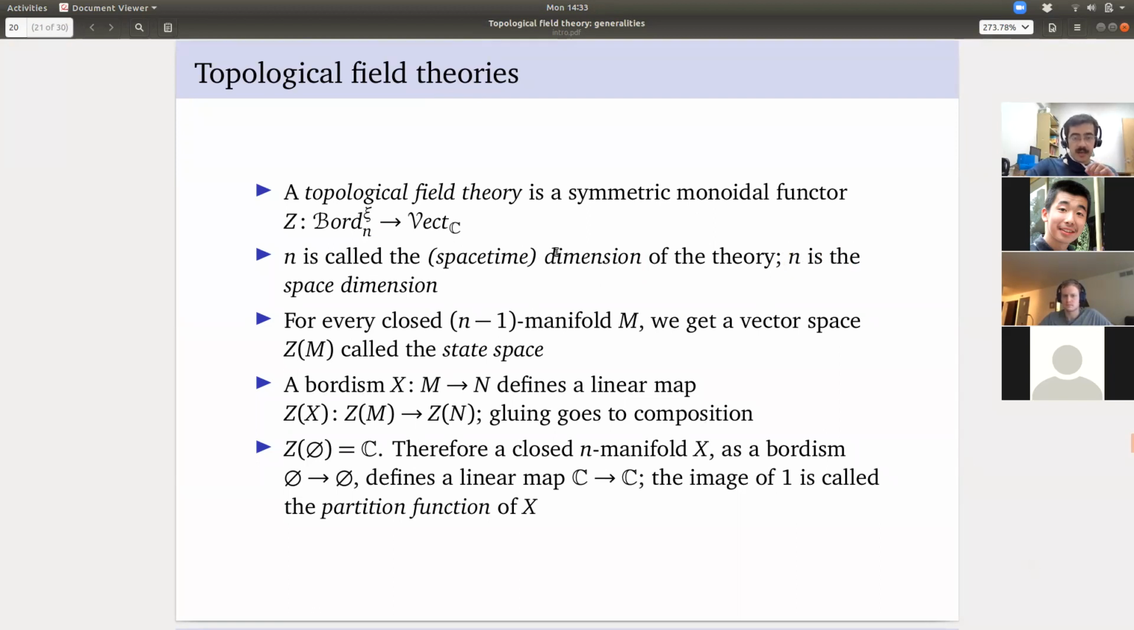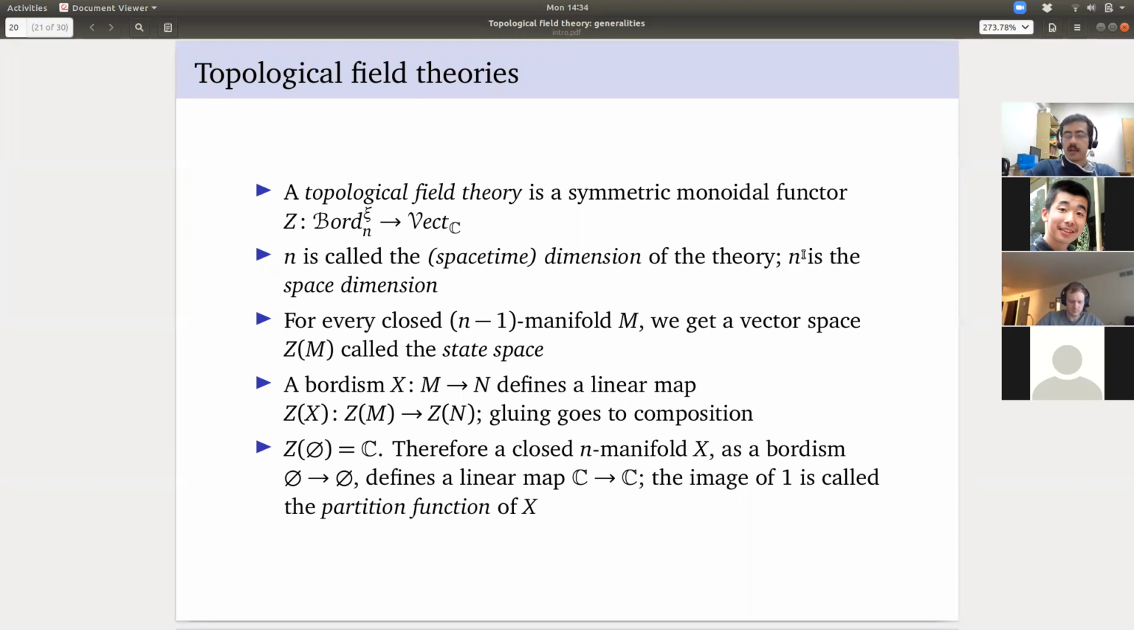Let me be super clear. The dimension of the theory is n, and if you need to clarify, the dimension of the morphisms is the space-time dimension, and the dimension of the objects is the space dimension. So this n should be n-1. I'm really sorry about that. This is like the worst possible place to make a typo.